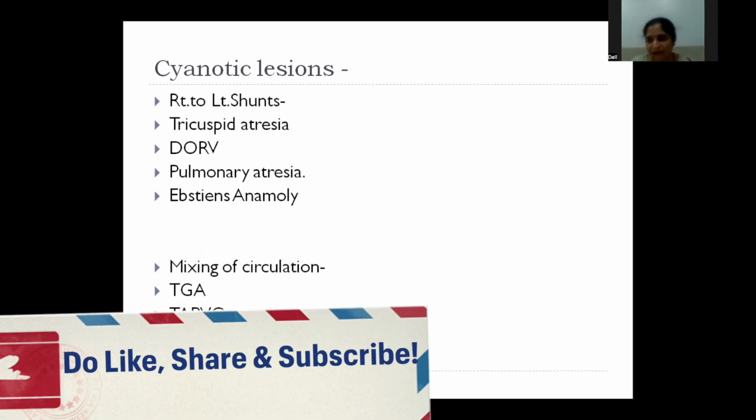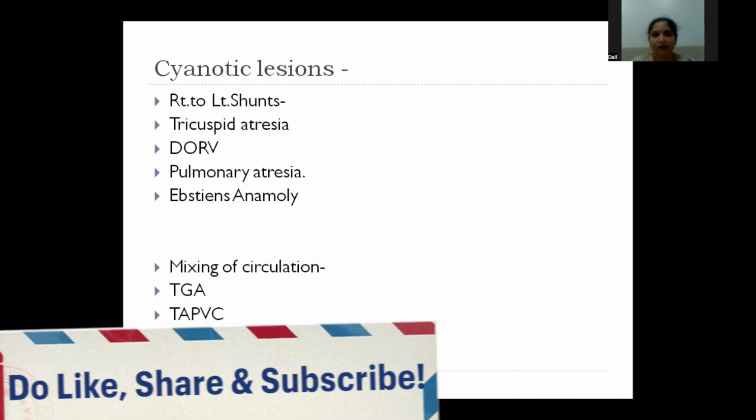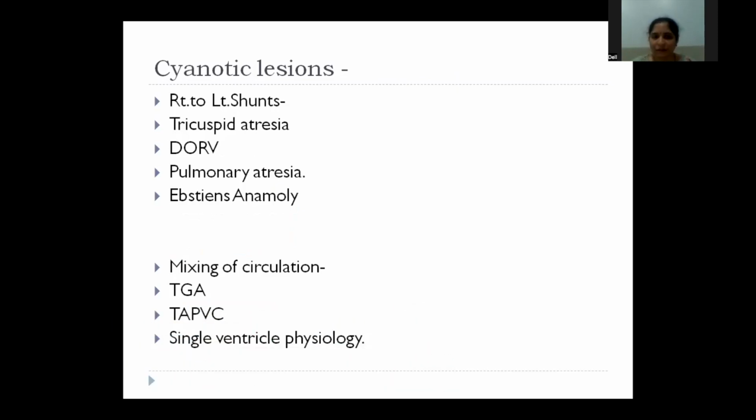Other cyanotic lesions with right to left shunts are tricuspid atresia, pulmonary atresia, and Ebstein anomaly. But as I said, the incidence is just 1 to 2%. We will not go into detail. Then mixing of circulation: transposition of great arteries, TAPVC, and single ventricular physiology.